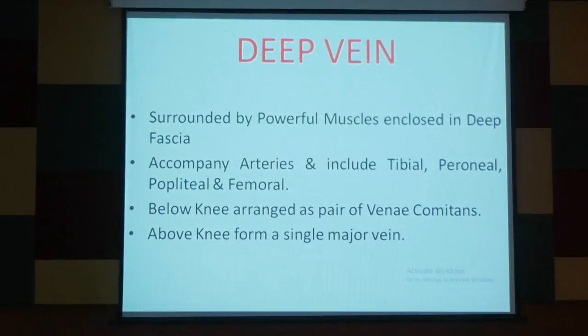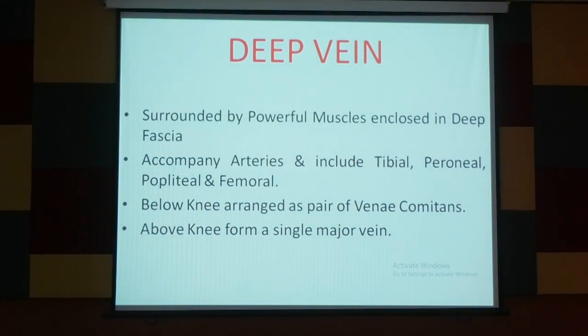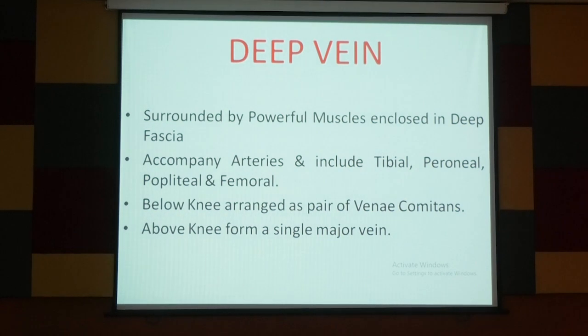Now, the deep veins are surrounded by powerful muscles, enclosed in deep fascia, and accompanied by arteries, including tibial, peroneal, popliteal, and femoral. These are the large arterial vessels of the lower limb. Below the knee, they are arranged as a pair of venae comitantes. Above the knee, they form a single major vein.